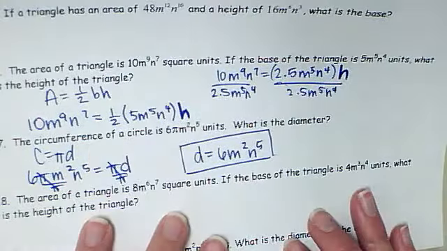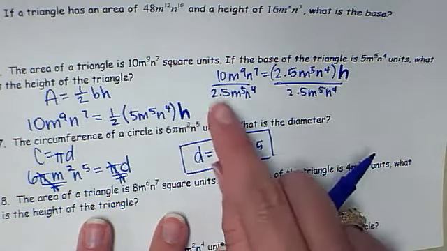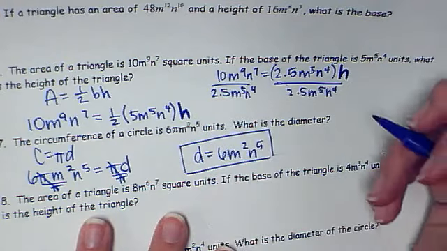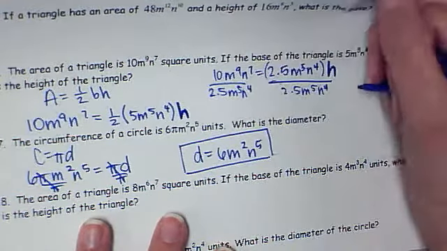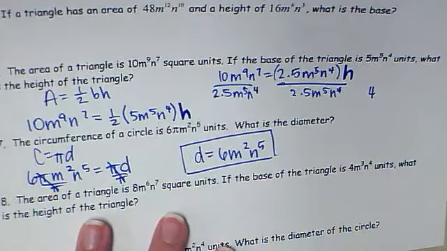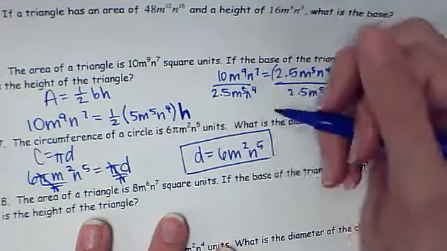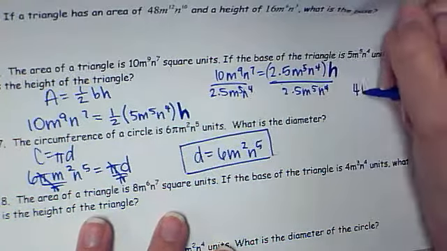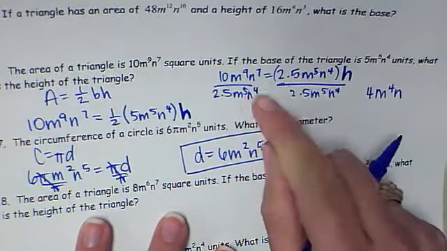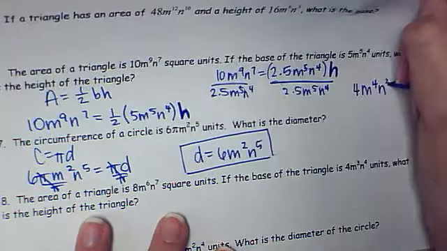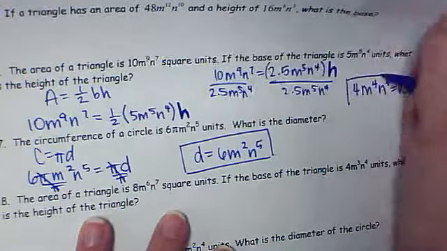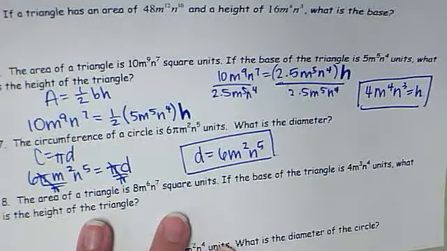And you should remember that when I divide, I actually divide my big numbers. So 10 divided by 2.5 is 4. And when I divide my exponents, I subtract. So 9 minus 5 is 4, m to the 4th. And n, 7 minus 4, is n to the 3rd. And that is all equal to h, our height, which is what we were trying to find.